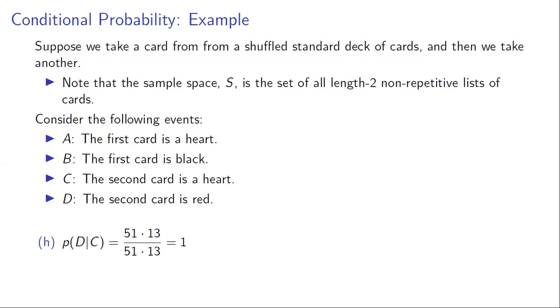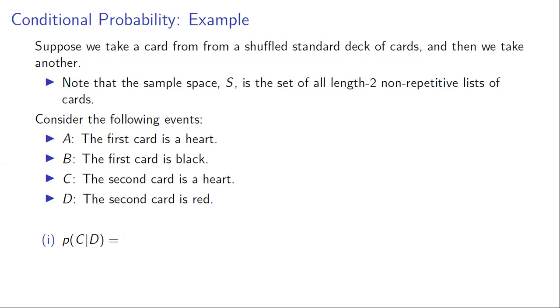Now this kind of makes sense also, because if we know the second card is a heart, then the second card must be red. We know for sure that the second card is red, because every heart card is red. So that's probability 1. Probability of D given C is 1, because it's certain. That's what probability of 1 means. It means it must occur.